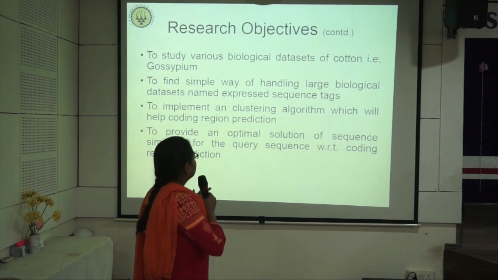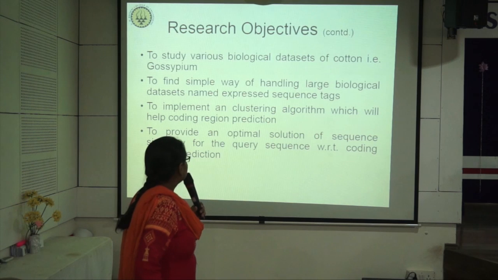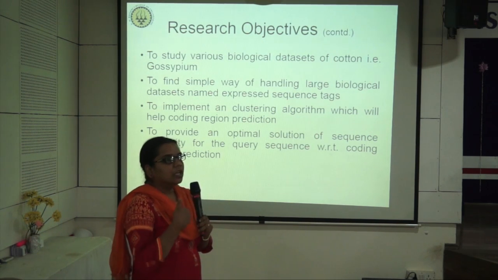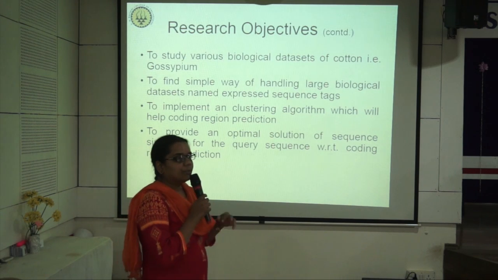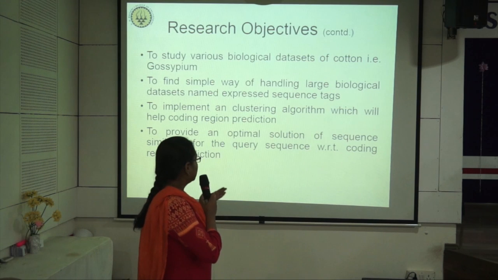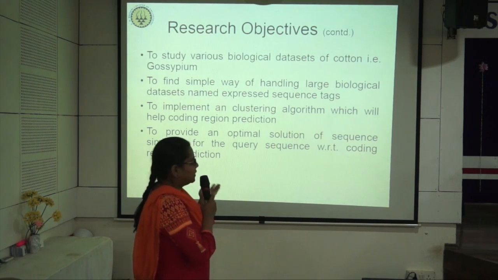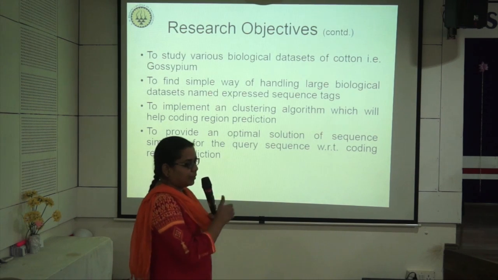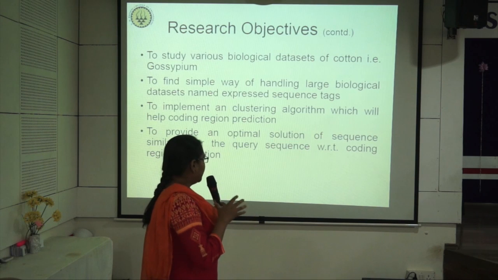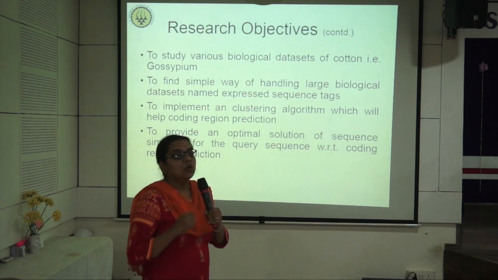So we have to find a simple way of handling large biological databases, called ESTs. Next is a clustering algorithm which will help in coding region prediction. Coding region prediction is a basic requirement when we talk about gene prediction. What exactly coding region prediction is, we will look at later on. Ultimately, what we want to provide is the optimal solution for sequence similarity once a query sequence is given to us.